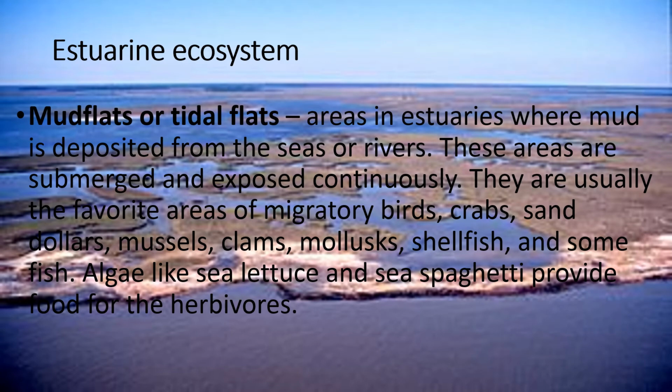The third type of estuarine ecosystem are the mud flats or tidal flats. These are areas in estuaries where mud is deposited from the seas or rivers. These areas are submerged and exposed continuously. They are usually the favorite areas of migratory birds, crabs, sand dollars, mussels, clams, mollusks, shellfish, and some fish. Algae, like sea lettuce and sea spaghetti, provide food for the herbivores.